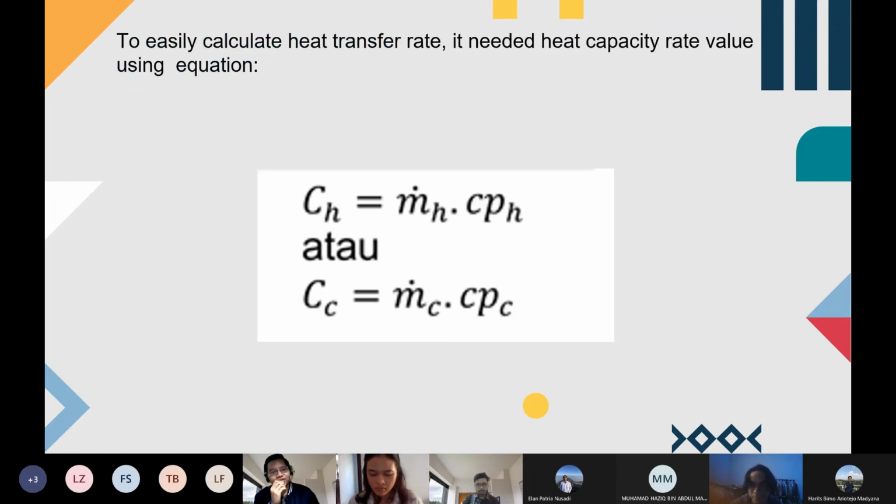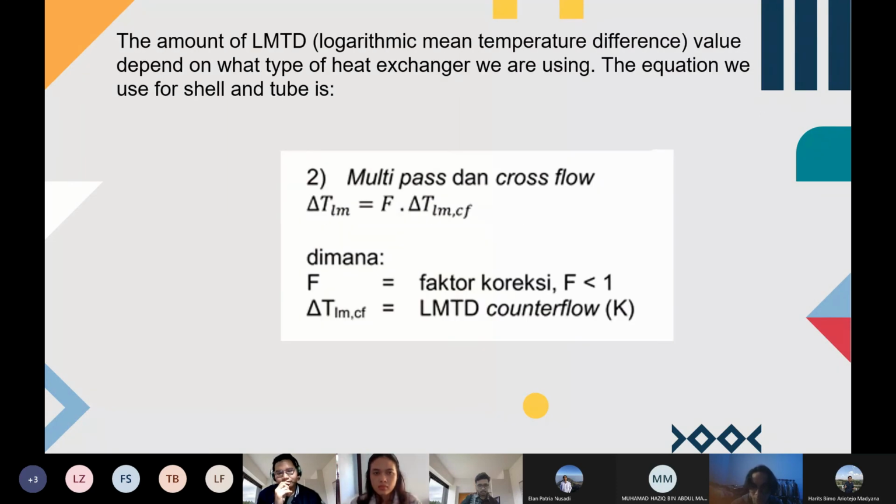Okay. So the next is to easily calculate the heat transfer rate. We also need the heat capacity rate value using this equation too. This is the C hot and at the bottom is the C cold. As you can see, we must also have the Cp. We must know that.